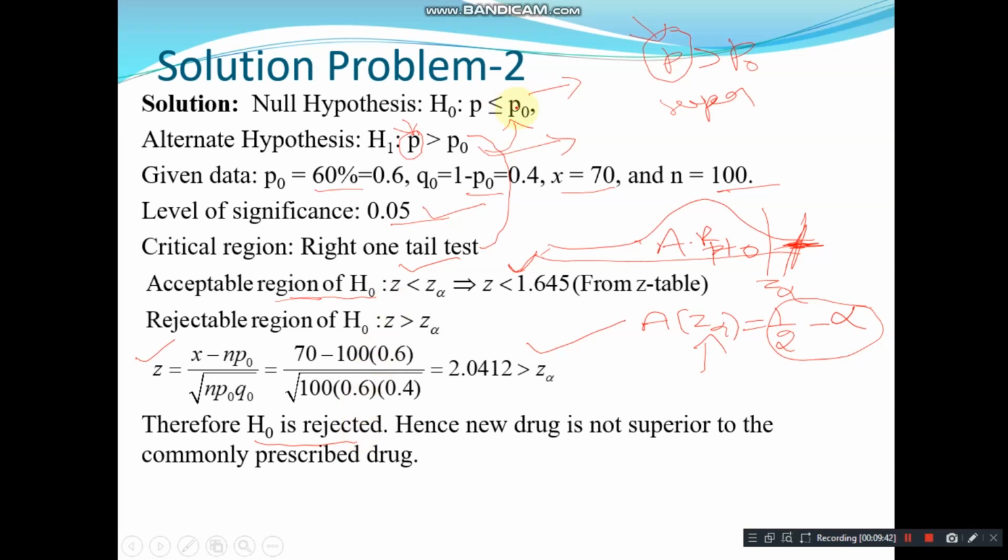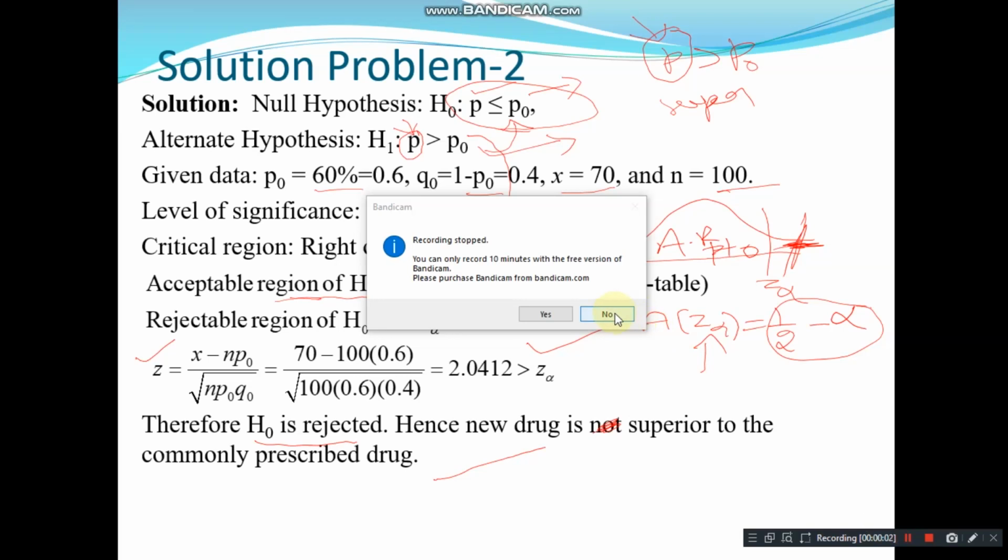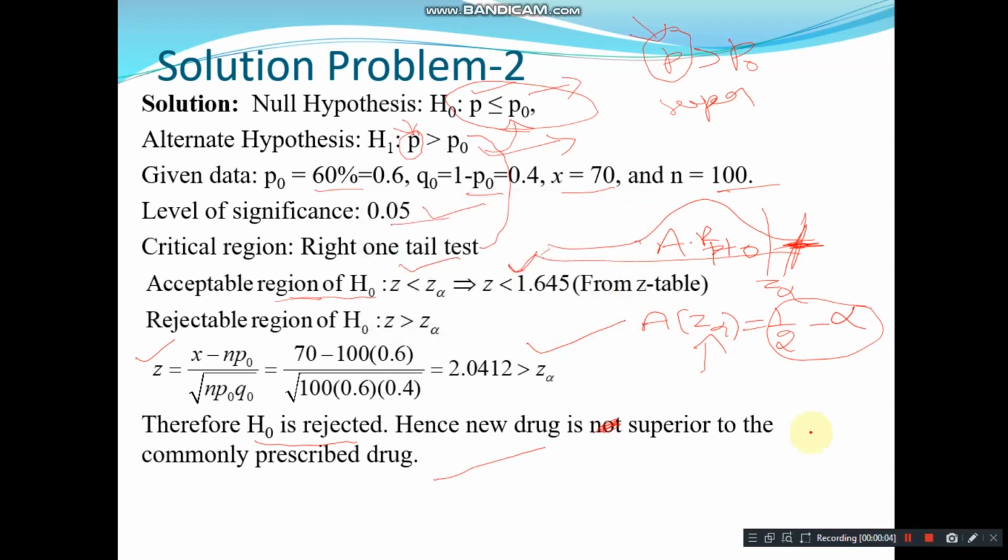But what is the H naught? P is not superior. Is it clear? Here the statistical statement states that H naught is not supported. Observe, this is not superior. Hence, now observe here H0 is rejected. The new drug will definitely be superior to the commonly prescribed one, because H1 is the accepted statement. H1 is nothing but P greater than P0, the new drug. So that is how we conclude it.